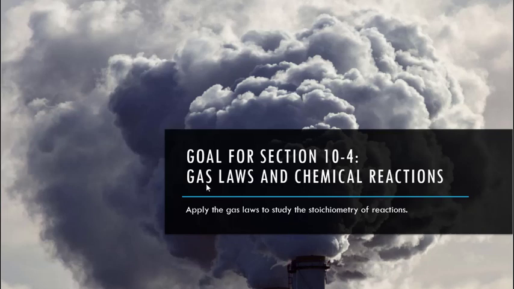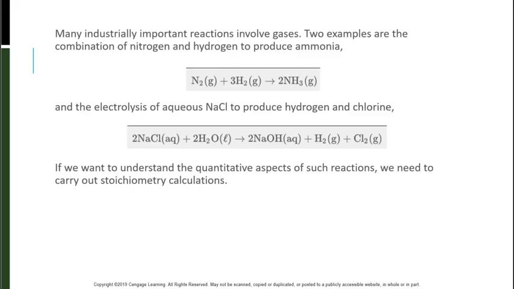We are moving on to section 4, which is looking at gas laws and chemical reactions, and you'll be able to apply gas laws to study the stoichiometry of reactions. Many industrially important reactions involve gases. Two examples are the combination of nitrogen and hydrogen to produce ammonia, like this, and the electrolysis of aqueous sodium chloride to produce hydrogen and chlorine. If we want to understand the quantitative aspects of such reactions, we need to carry out stoichiometry calculations.